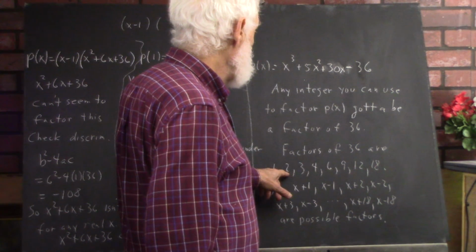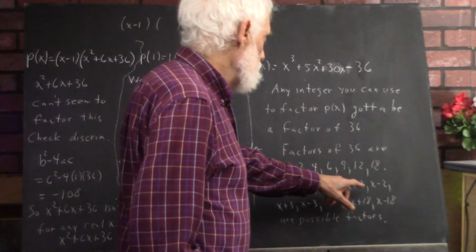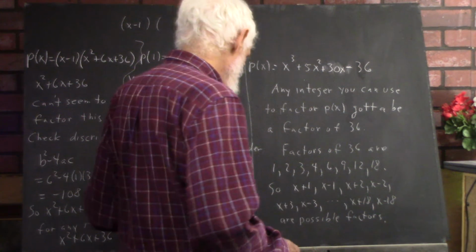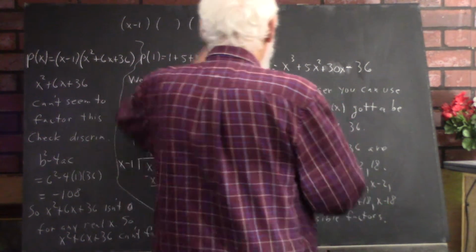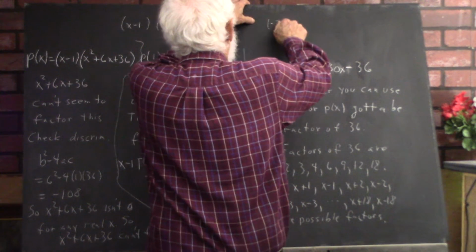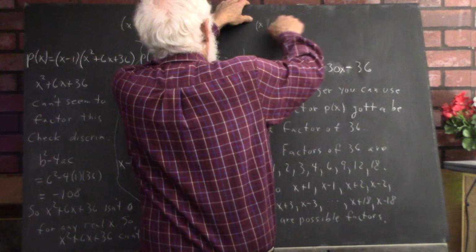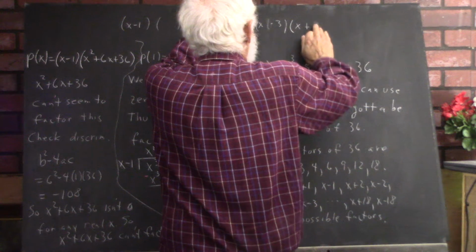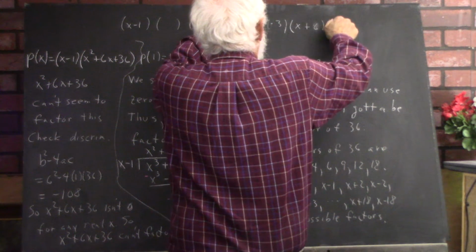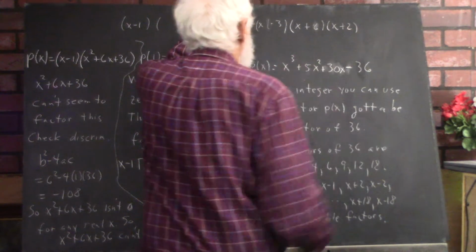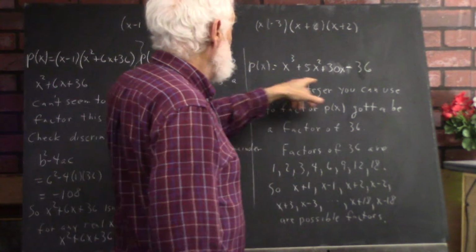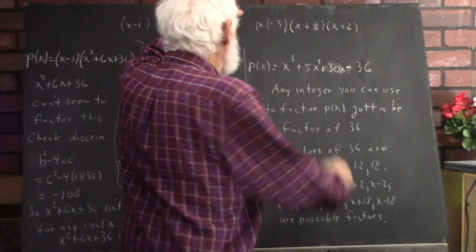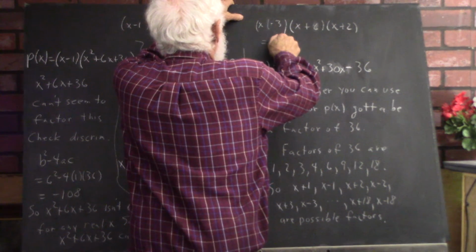If you use 2 to factor it, either you're going to have x plus 2 or x minus 2 as factors, and so forth. Okay, why is that? Well, just as an example, let's say you got x minus 3 times x plus 6 times x plus 2. There's a factoring of a polynomial. It's not this polynomial.